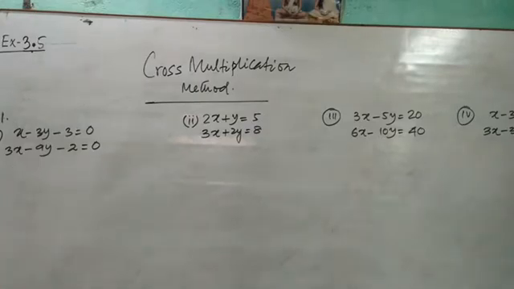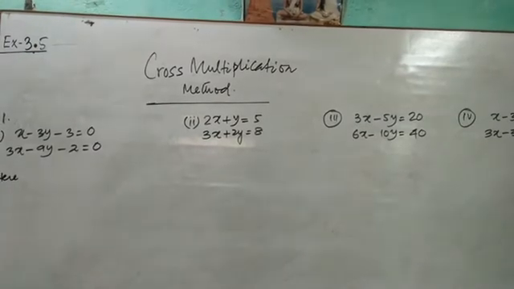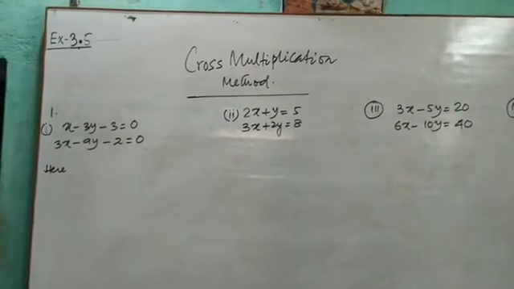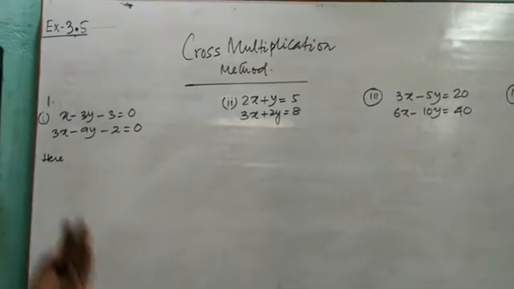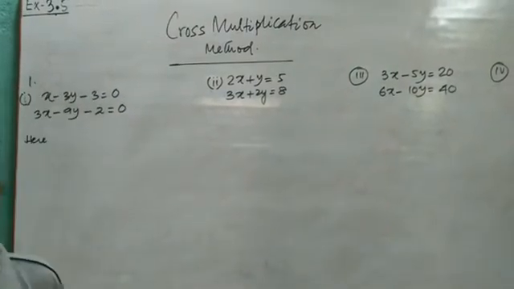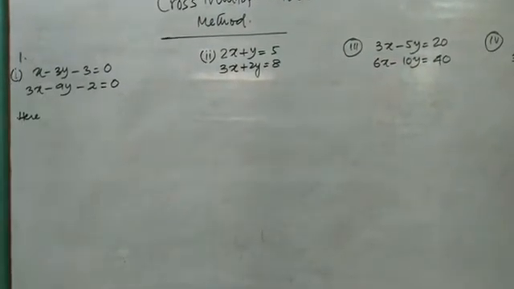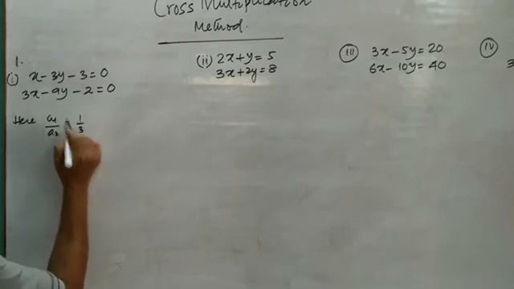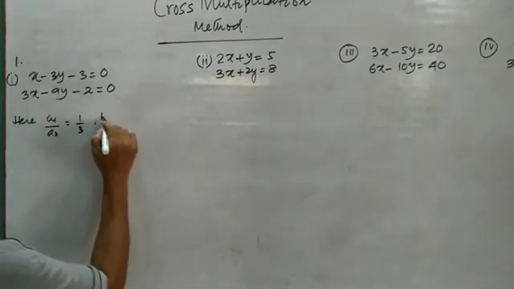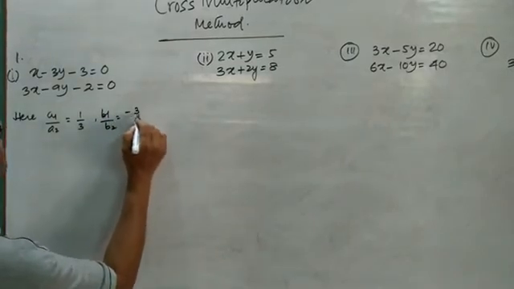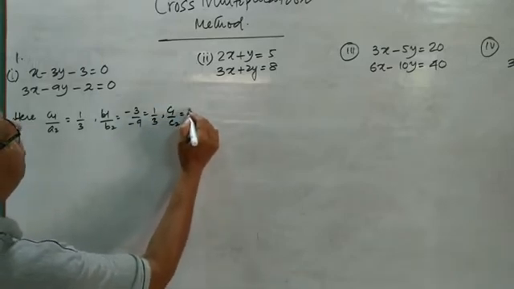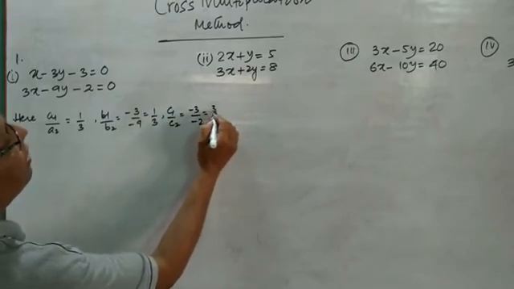This is the very first question of question number 1. Two equations are given. We are going to check whether this given pair of equations has a unique solution or not. If it does, we will solve it by cross multiplication method. Here, a1 by a2 is equal to 1 by 3, that is the ratio of the coefficient of x. b1 by b2 is equal to minus 3 by minus 9, that is 1 by 3. And c1 by c2 is equal to minus 3 by minus 2, that is 3 by 2.